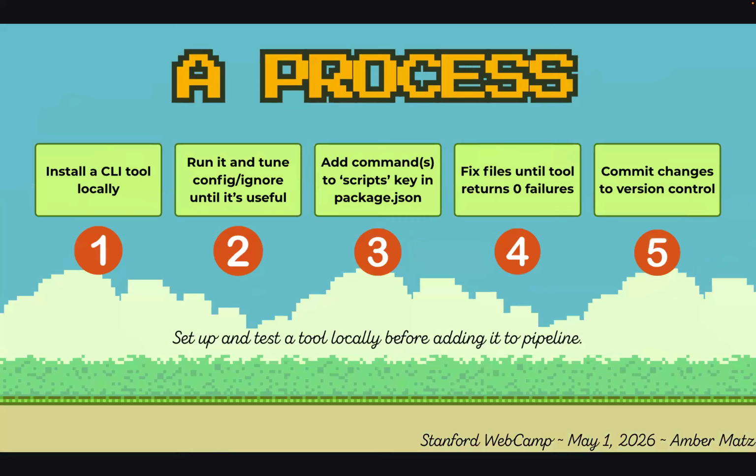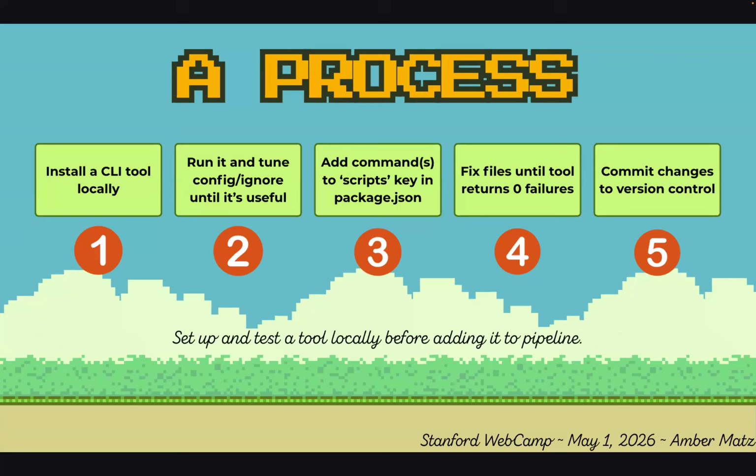So here's a process that I am proposing if you want to play around with this. Install a CLI tool locally that you like, run it, tune the configuration, tune the ignore file that you can create for it until it's useful. So keep running it until you're like, oh, this set of results here is actually now pretty useful to me. And I'm ready to put it into my pipeline.